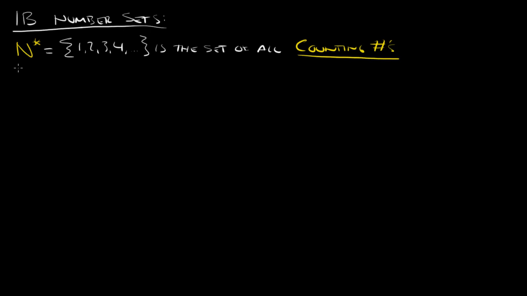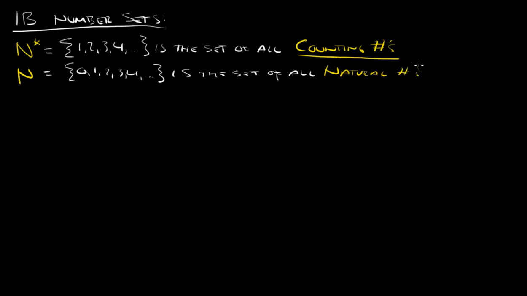Okay. Next one is N without the star, and that is 0, 1, 2, 3, 4, on and on to infinity, and this is called the set of all natural numbers.